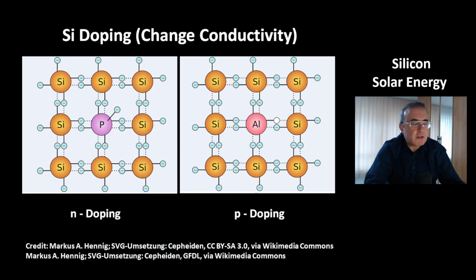This is how you do it. This is called doping. It changes the conductivity of silicon. You can do n-doping with phosphorus and p-doping with aluminum. This is the basics of electronics.